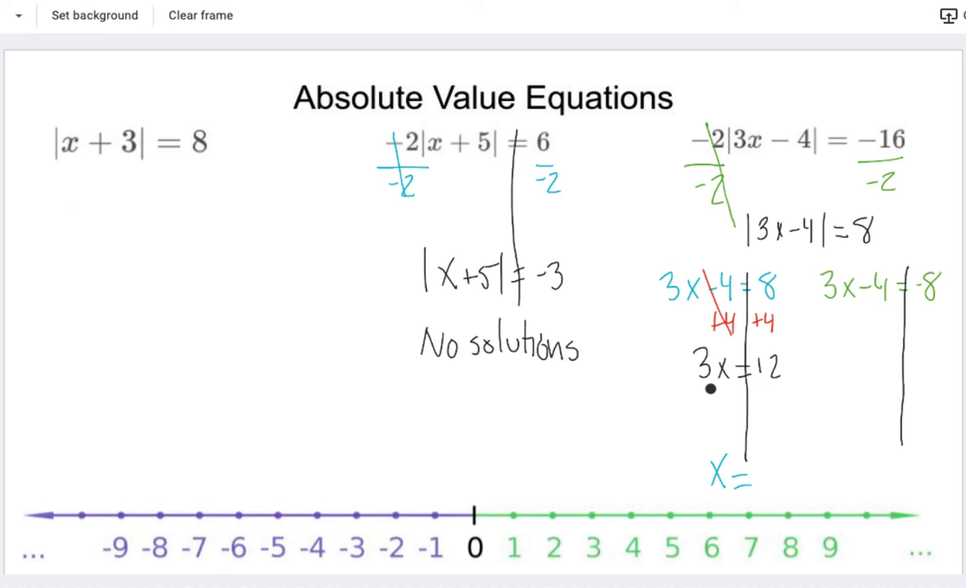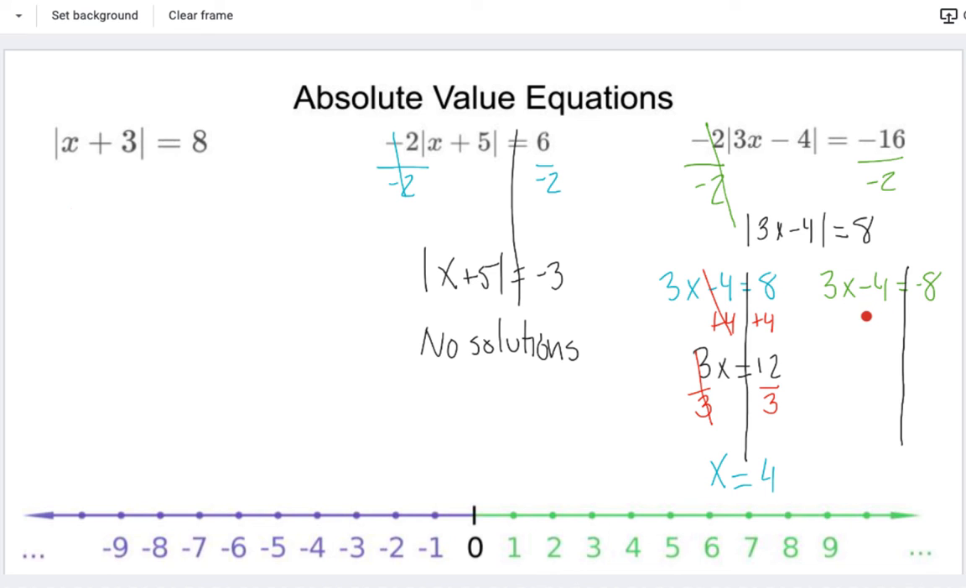The opposite of multiplication is going to be division. We're using the inverse property. So we're going to divide both sides by 3, because then 3 divided by 3 is 1, and 1x is x. And 12 divided by 3 is going to be 4.